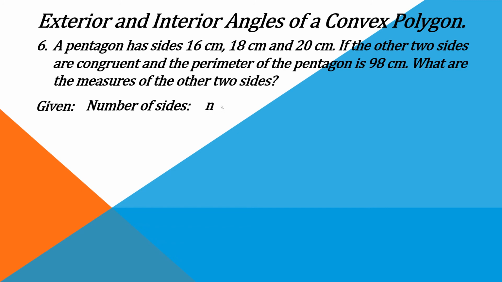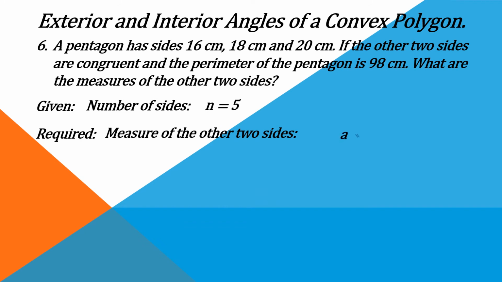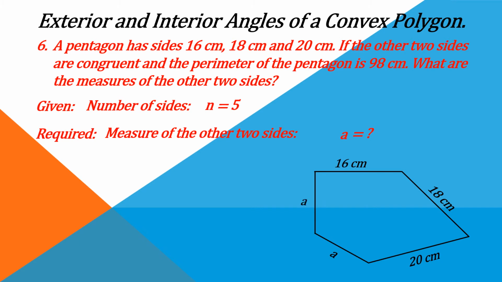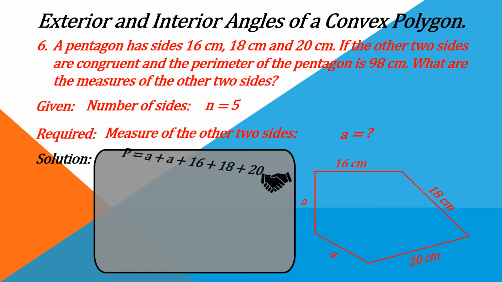So given, the number of sides n is equal to 5. Yes, we know that a pentagon is a polygon with 5 sides. And required is the measure of the other two sides, a is equal to question mark. In this problem, we need to draw a figure so that we can visualize what is the meaning of this problem. So let's say we have these sides 16 centimeters, 18 centimeters, 20 centimeters, and the two sides as letter a because they are congruent, and if they are congruent, they are equal. And the perimeter is equal to 98 centimeters.